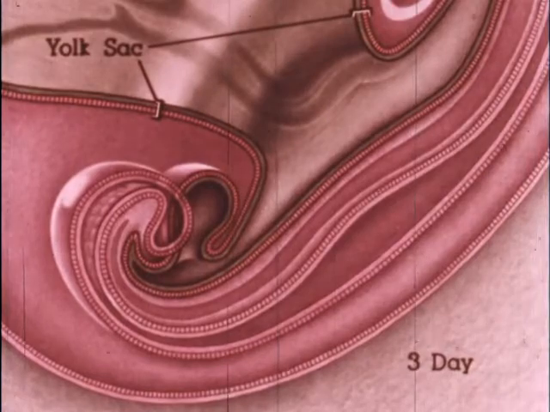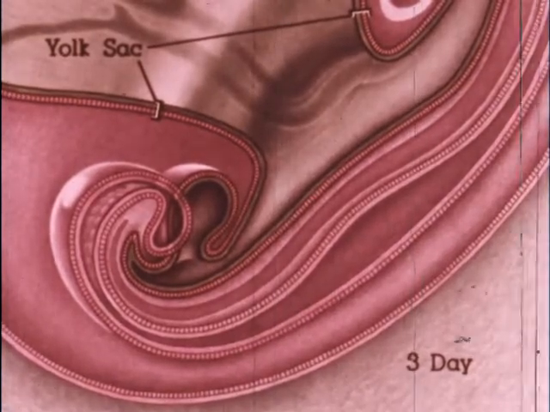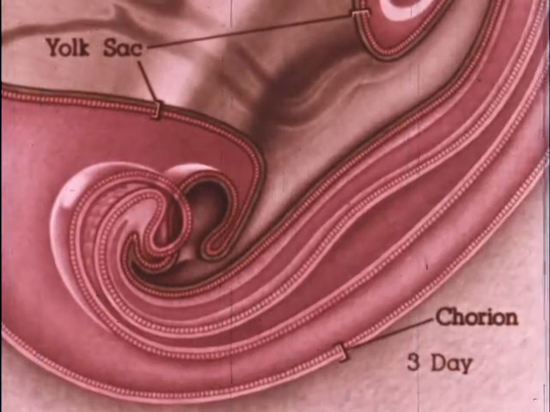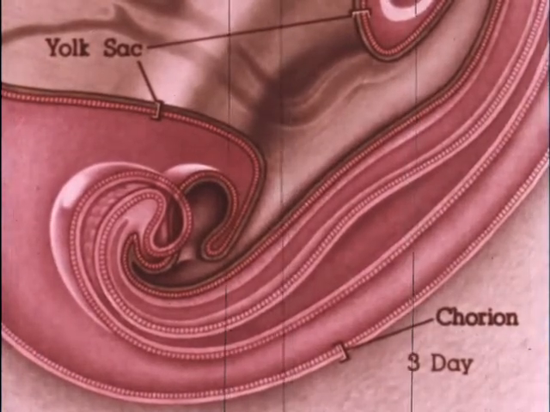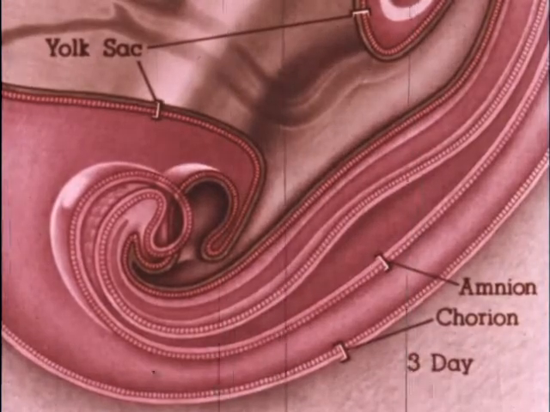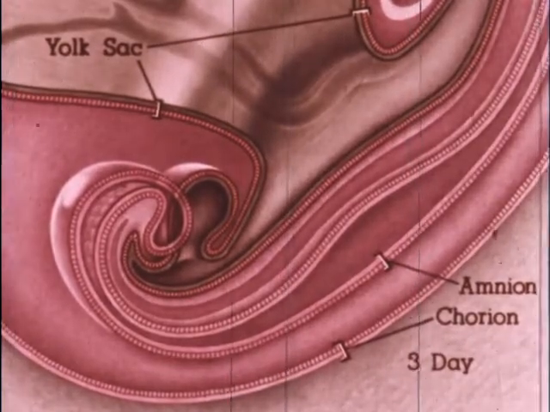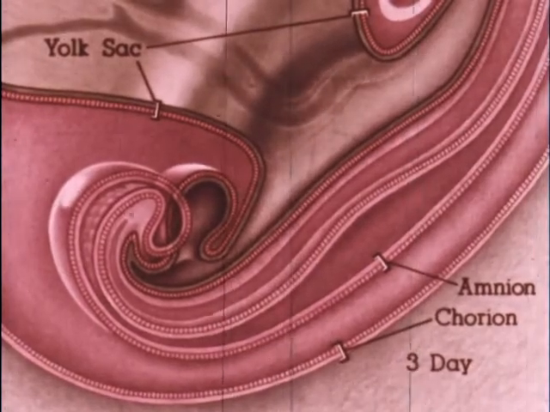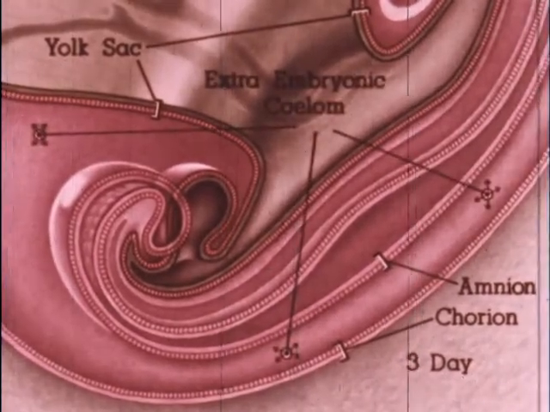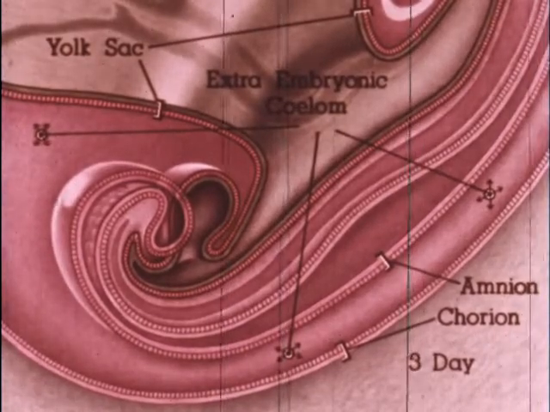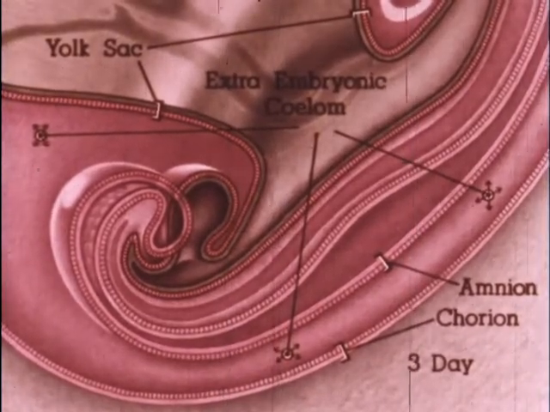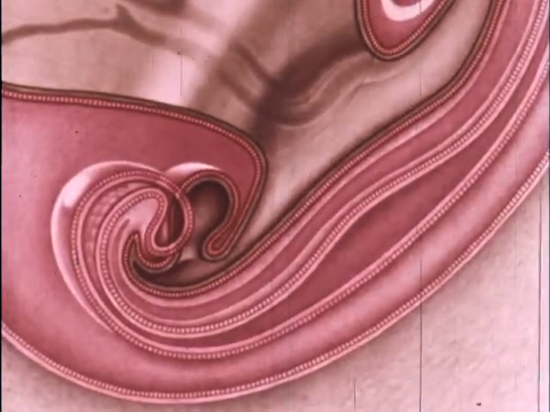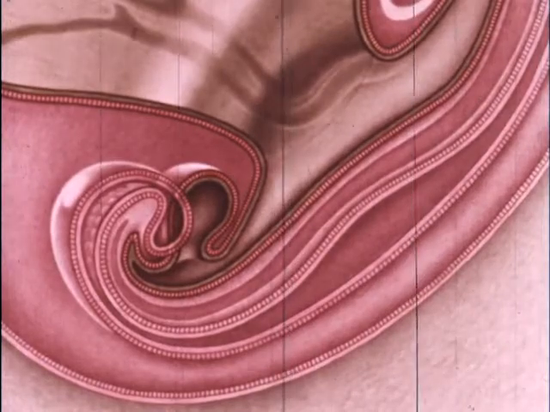The cavity between the yolk sac and the chorion, and the amnion and the chorion, is lined with mesoderm and is part of the extraembryonic coelom. As the allantois enlarges, it pushes into the extraembryonic coelom.